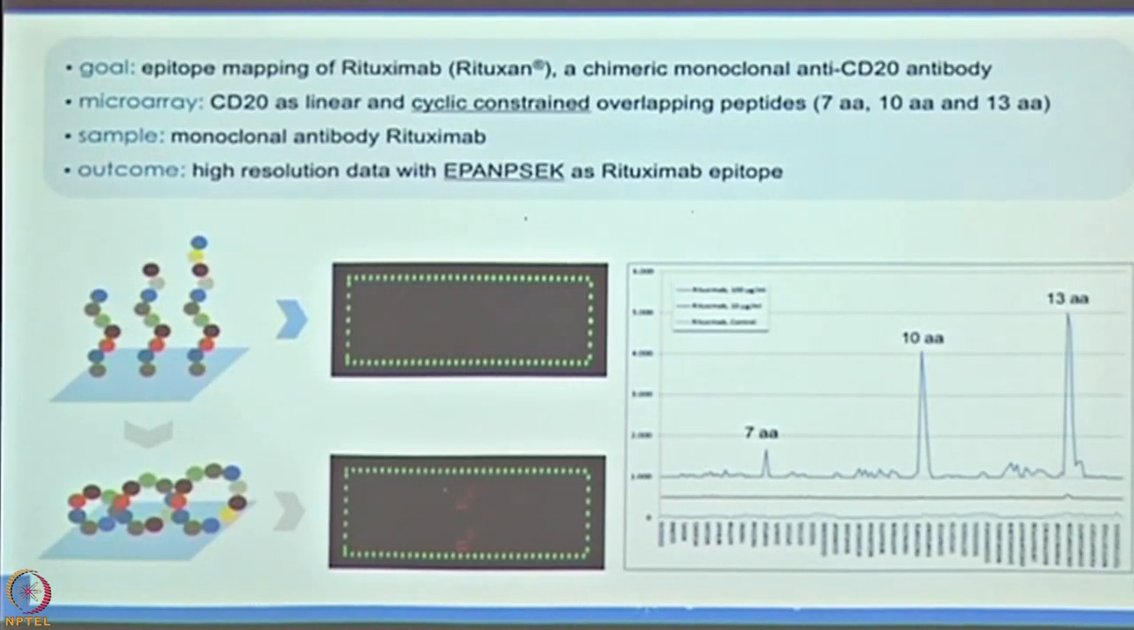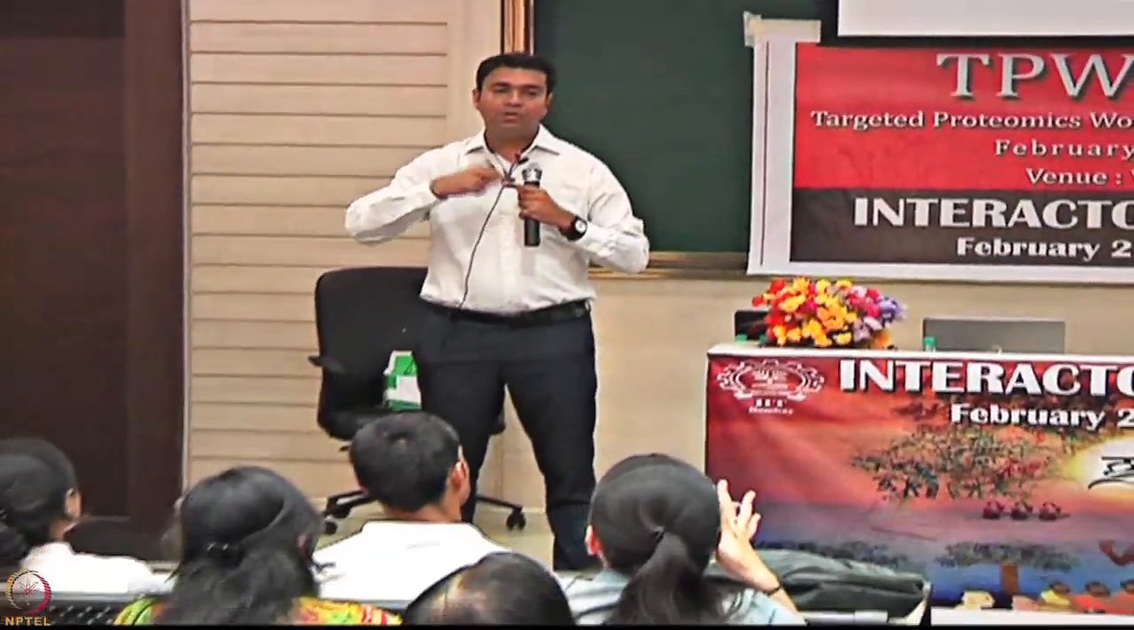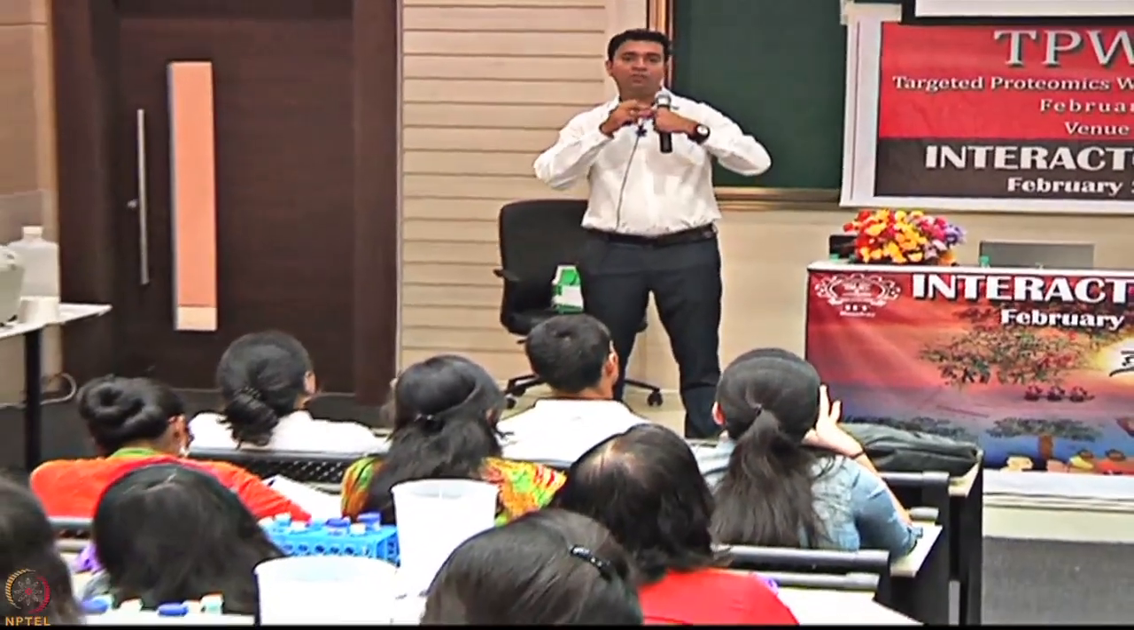So this is another way. If the protein has some conformational part, you can make the peptide for this one. Because linear is not going to work. If it is linear, the antibody is not going to bind. It's simply a conformation thing, right?